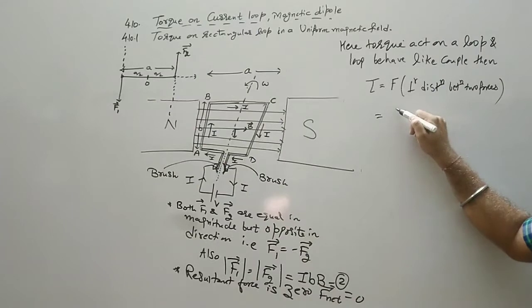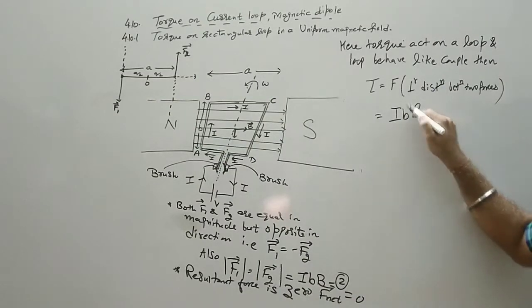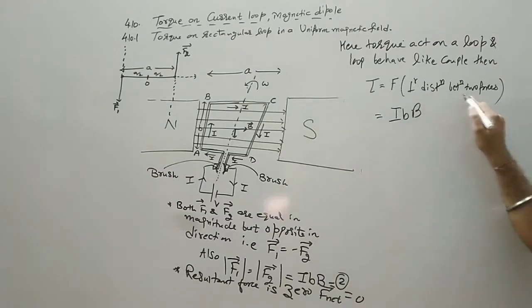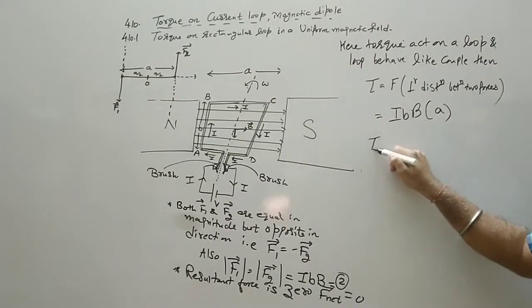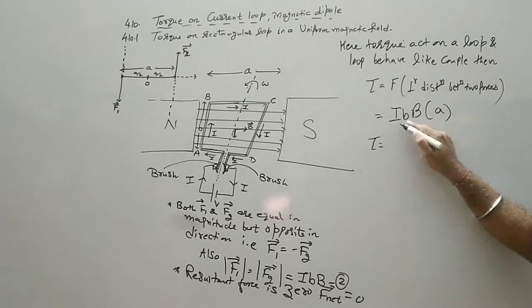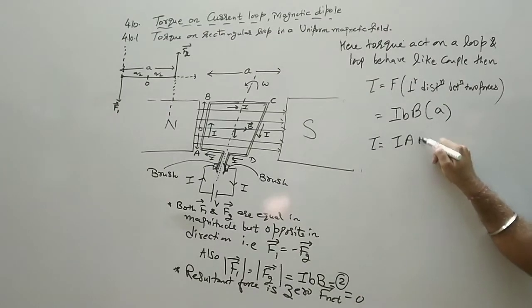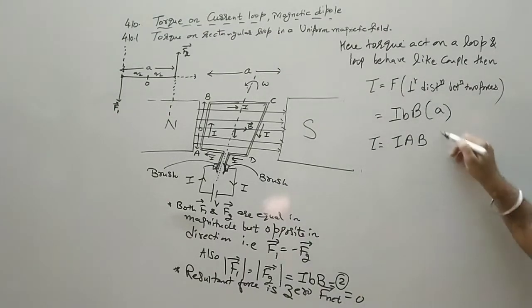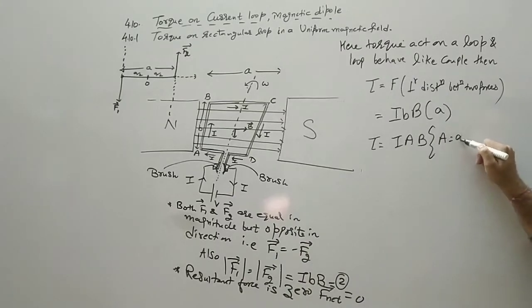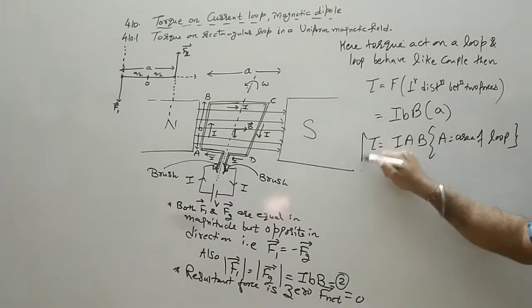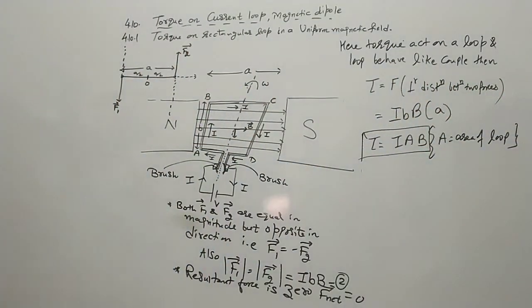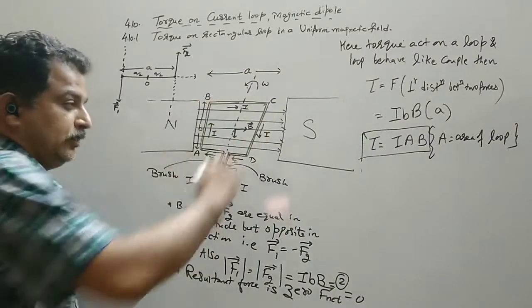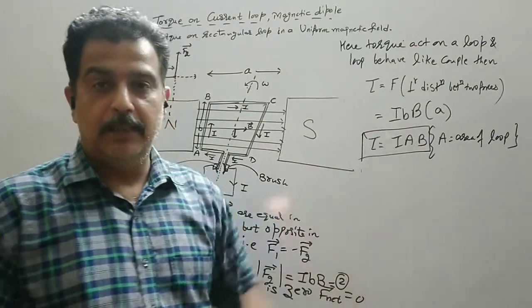So what is the magnitude of force? That is IBb. What is the perpendicular distance? So the total perpendicular distance is a. So tau can be written as length into breadth, that is the area. So capital A is equal to the area of the loop. This is the torque formula, that is BAI. If I have n turns, then I multiply this by n.